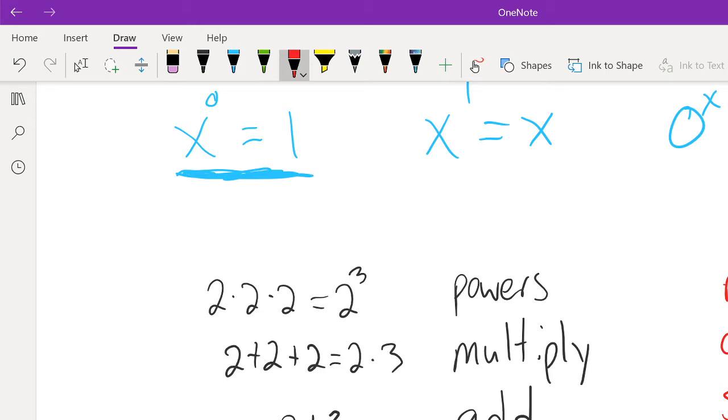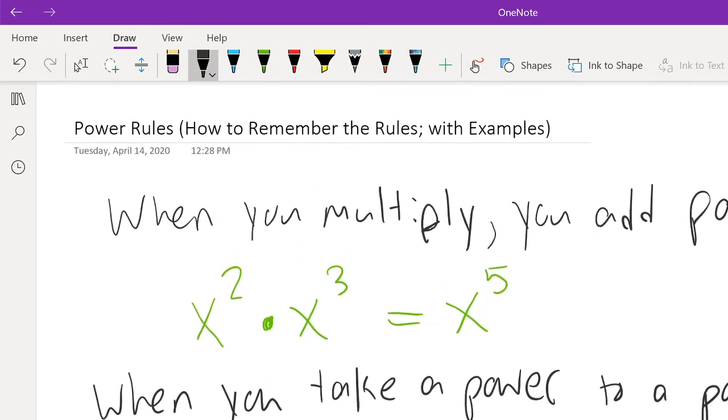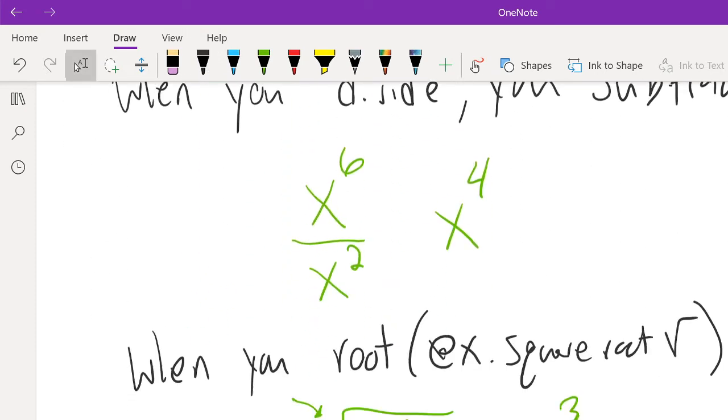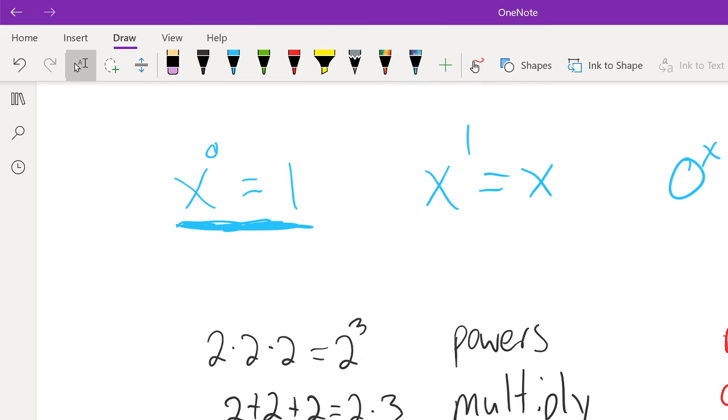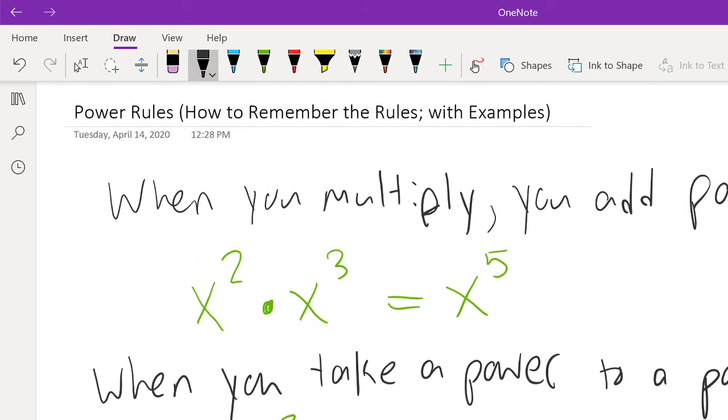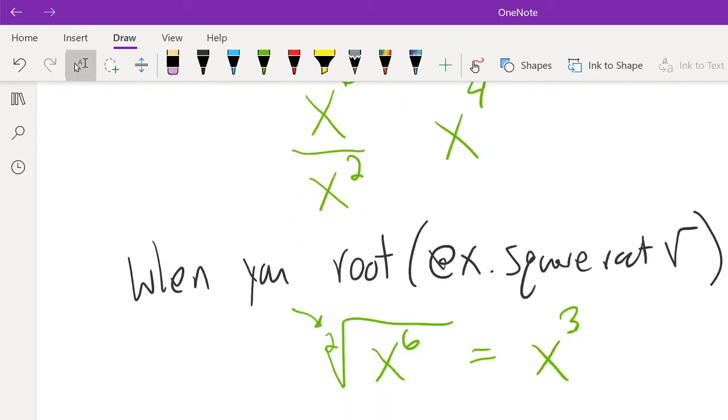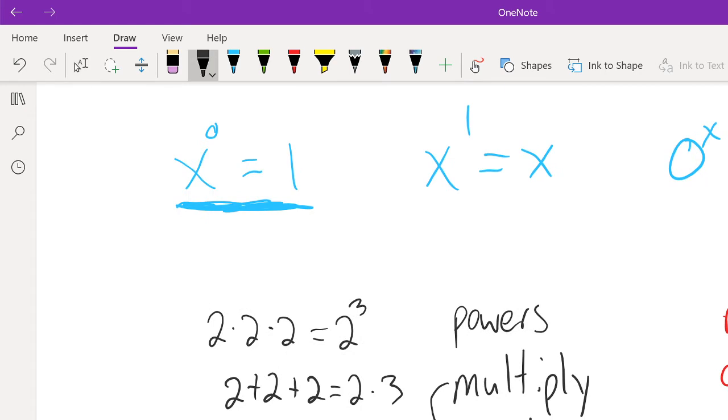So here's how you remember all these rules. Let's look at the first one. When you multiply, you add the powers. So look, if you multiply, you add the powers. Next one, if you take a power to a power, you multiply. So if you take a power to a power, you multiply. So notice the pattern here is that we're stepping down.